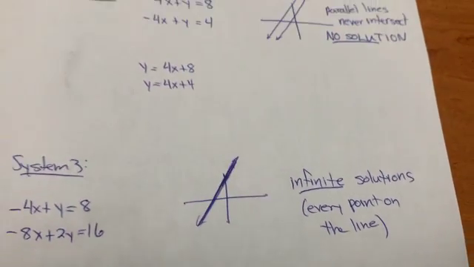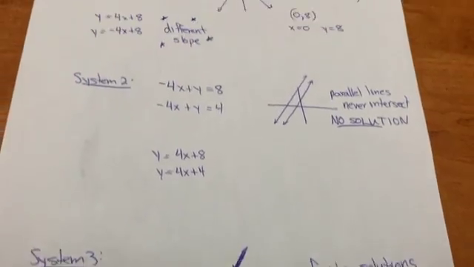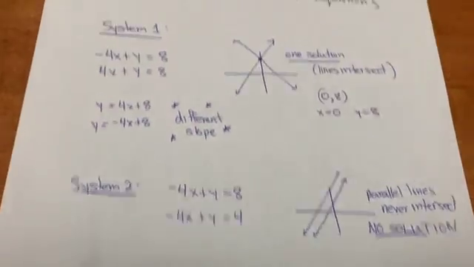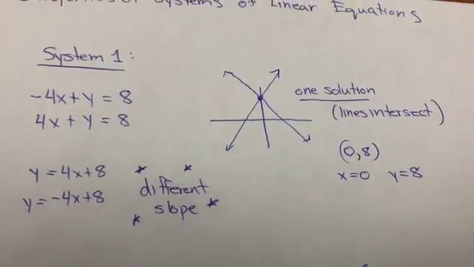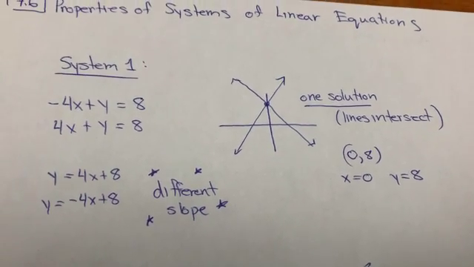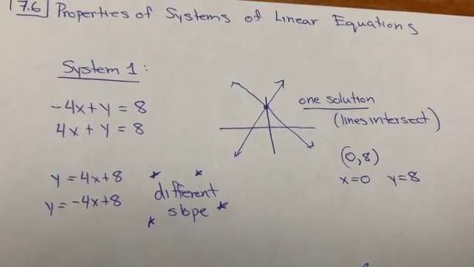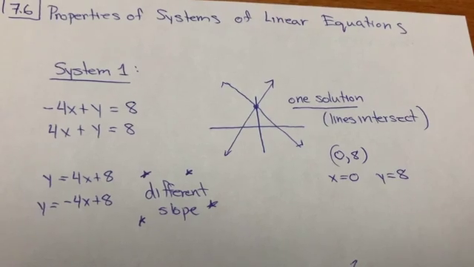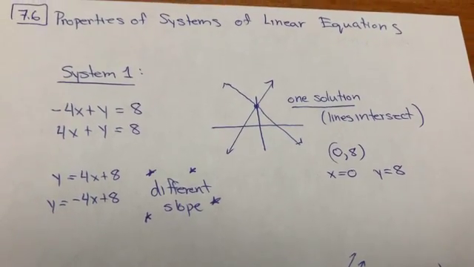So your three possibilities are infinite solutions, no solution, or the most common, which is what we've seen most of the time in doing elimination, graphing solutions, and substitution solutions, is that you will find one single solution to a system of linear equations.